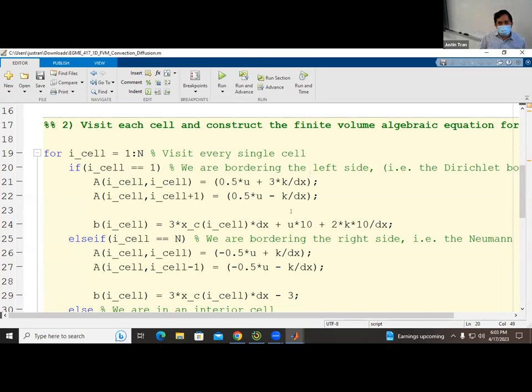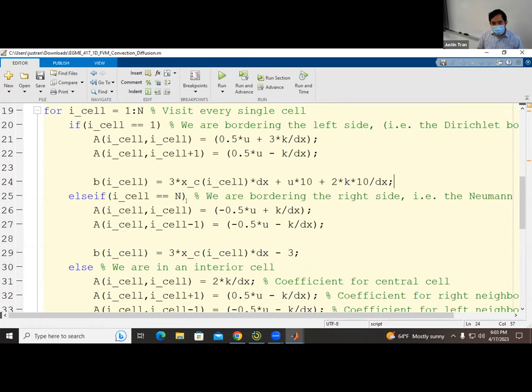On the right-hand side, we have our source term, which is 3 times delta x times xc. And then we have our Dirichlet boundary condition contribution. We have u times 10, where 10 is the value of the Dirichlet condition. And then we have 2 times k times 10 divided by delta x, which is the other contribution from the diffusion term.